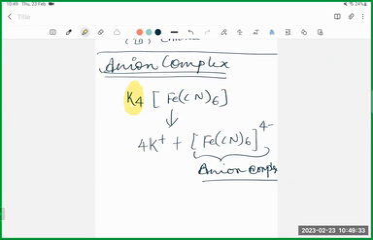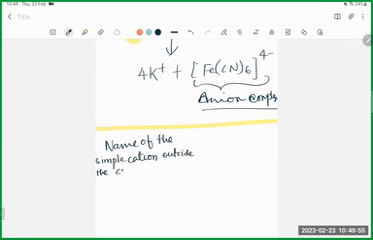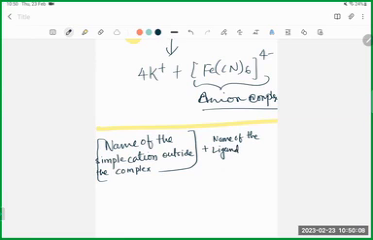So how do you name this compound? The first name goes to the metal atom. Here, for anionic complexes, the rule goes like this: name of the simple cation outside the complex, so we call it potassium. And then, same as usual, the name of the ligand, and the ligand names will go as per the alphabetical order.